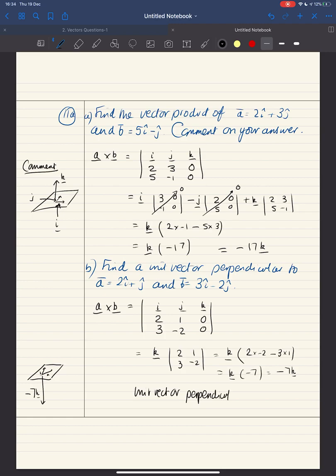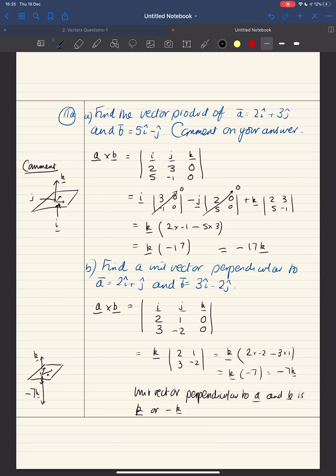Okay, so the unit vector perpendicular to A and B, it's going to be k. It could also be minus k, so it's just k that way, or minus k, which is just 1/7 of the answer there.